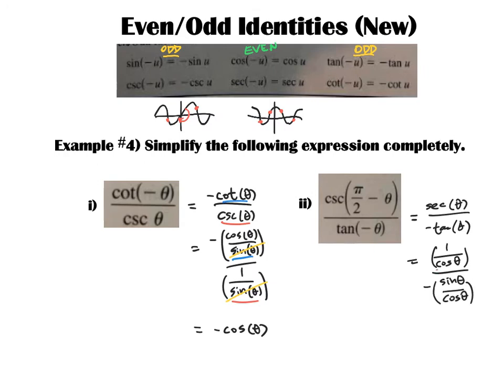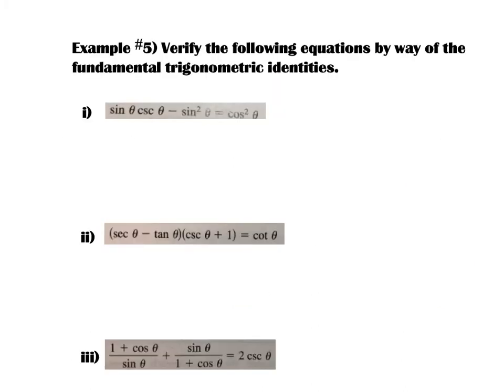All right, again, cosines reduce. My answer was almost done here, but I'd have negative 1 over sine theta. That's not complete. That would be negative cosecant of theta. That would be our answer, fully simplified. All right, let's keep moving.